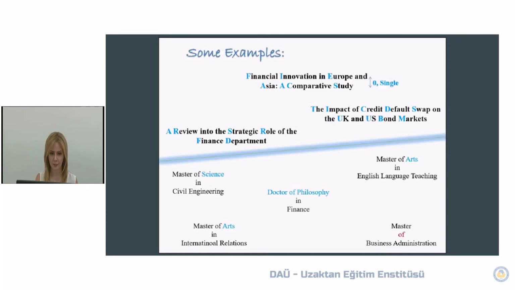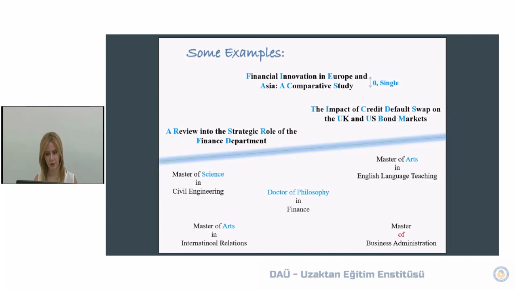Let me give you some examples. For example, if the title of your thesis is Financial Innovation in Europe and Asia, a Comparative Study, you should start the first letter of each word in capital letters and the rest in small letters. But some words, all prepositions, in, into, of, on, under, or and, these words should stay all in small letters. So in this example, in and and are in small letters, but for the rest of the words, we are starting the first letter of each word in capital letter.